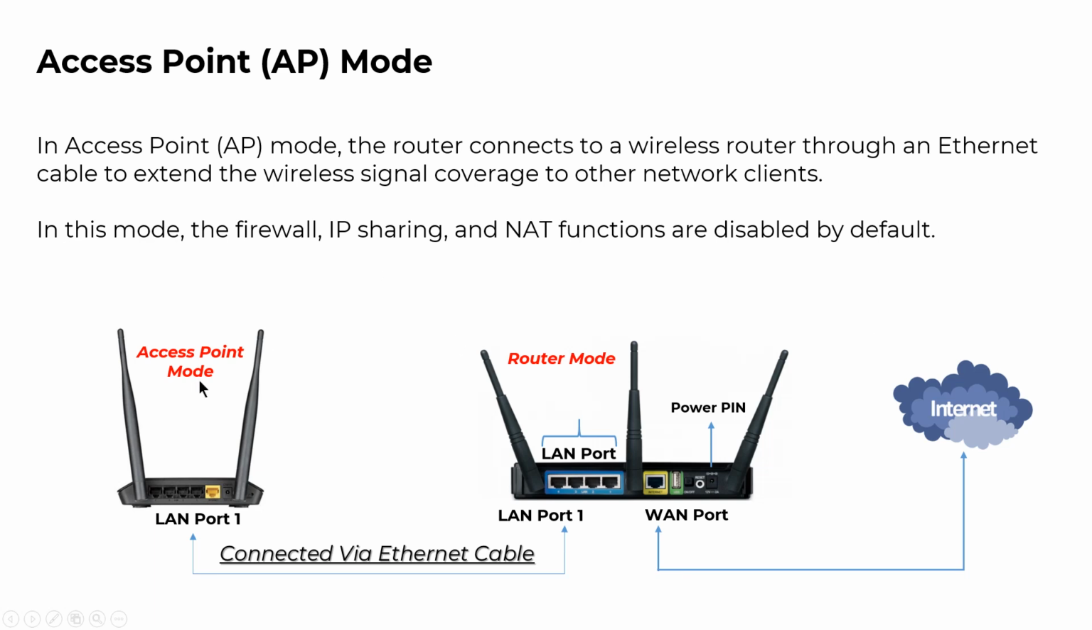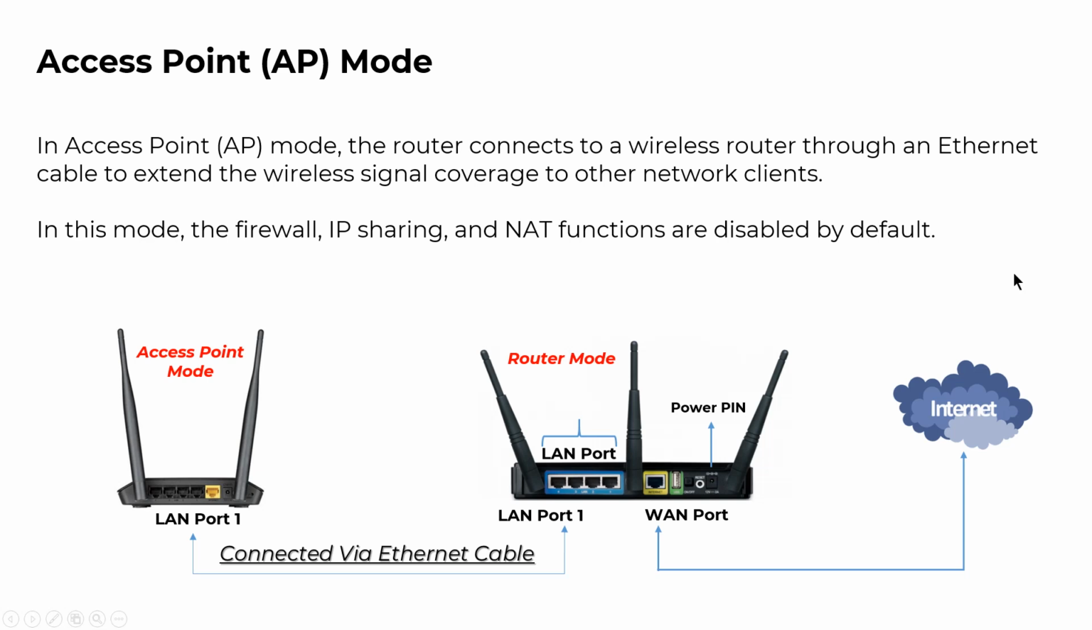In this case, if you are using the access point mode, in this mode the firewall, IP sharing and NAT function are disabled by default, because your main router is dealing with all these kinds of parameters, or you can say features. Your main router is going to deal with it. Your second router has nothing to do with it. Your second Wi-Fi device or access point has nothing to do with firewall and NAT functions.